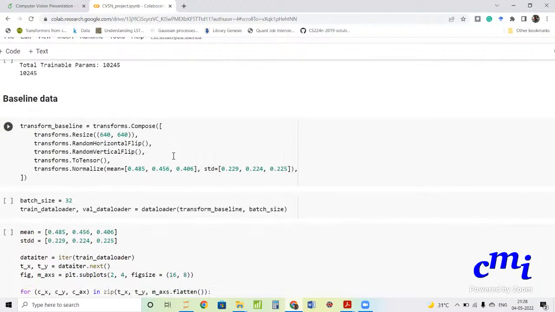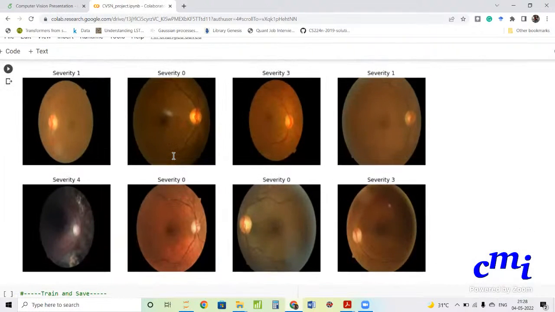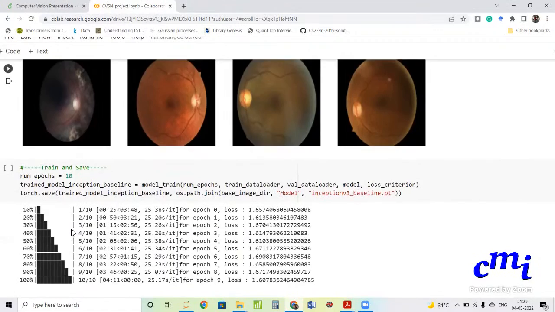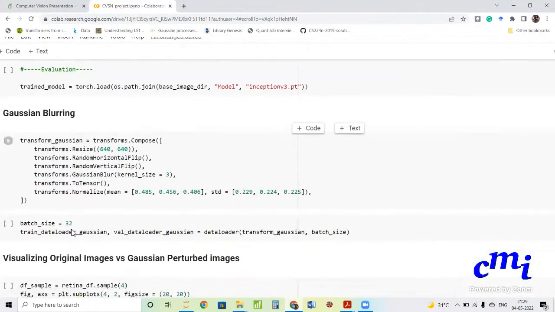We have used batch size 32 in this case, and these are some examples from the training data set of various degrees of severity. As you can see, with severity 0 or severity 1, the blood vessels are comparatively thinner and the hemorrhage is hardly noticeable, compared to say severity 4 or severity 3, where it's quite evident that there is something wrong in this patient. We trained these models, then saved the model weights for future use.